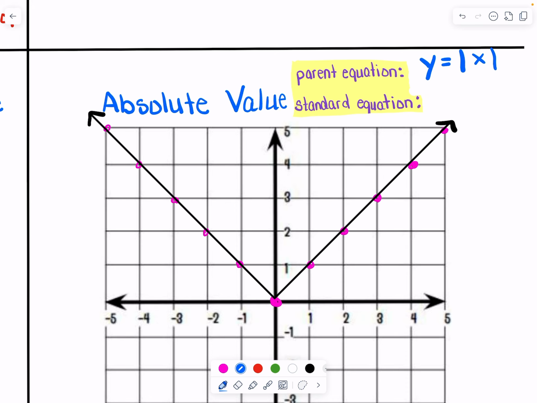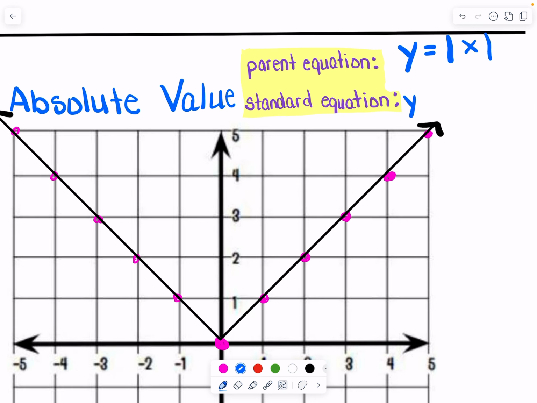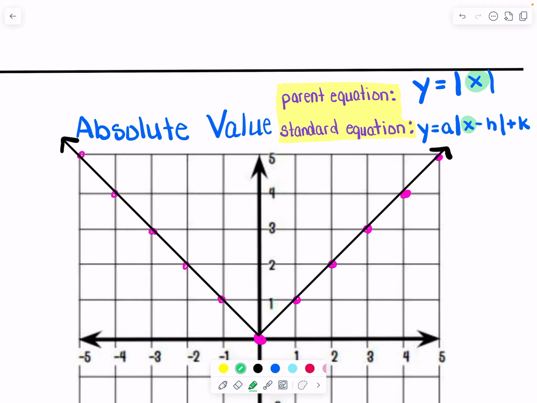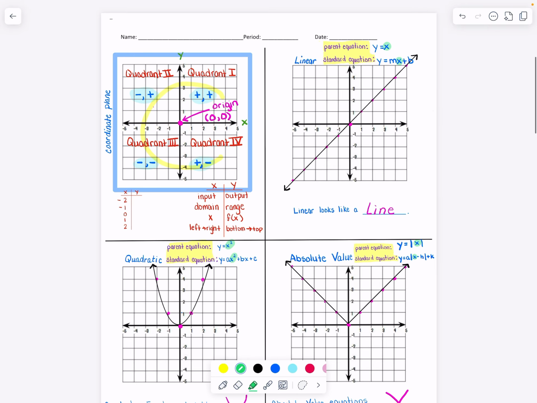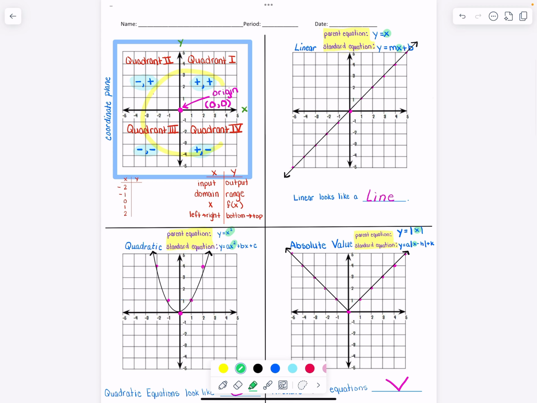The other equation that we will see in the future is going to be y equals a value on the outside, absolute value bar, x minus h on the inside, absolute value bar, plus k. So whenever you're looking at this equation, if you happen to notice that the x is inside the absolute value bars, then that's when it's going to be a V shape. All right. So we have three graphs that we just looked at on the coordinate plane. If you've got that information, you're good. You've got a lot of knowledge already.